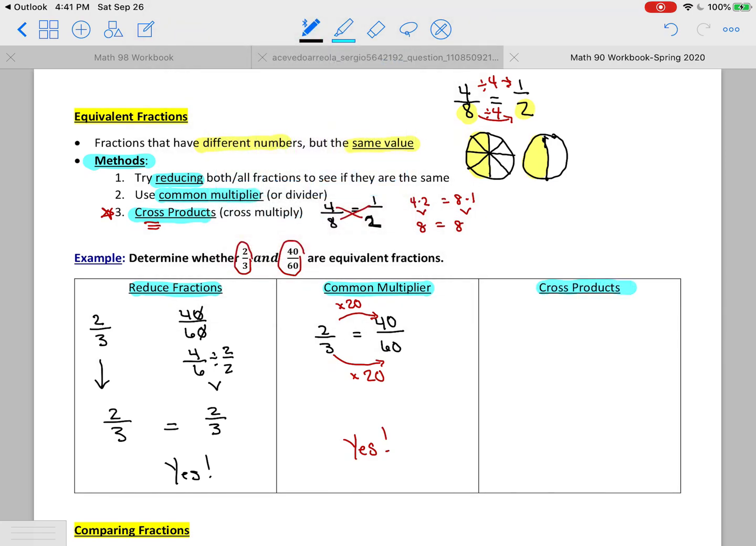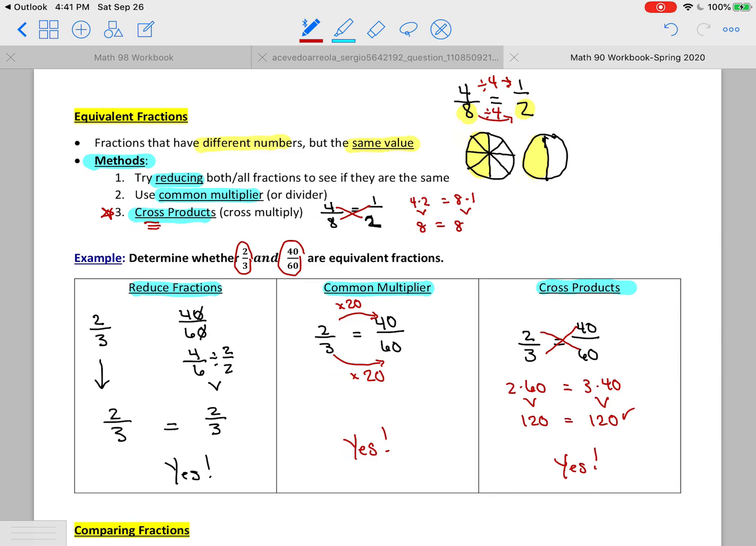And lastly, let's use this idea of our cross products. So we've got 2/3 again equals 40/60. Let's just go across. So 2 times 60 is 120. And we've got 3 times 40, which is also 120. So we've checked it out. We've proven, yes, these indeed are equivalent fractions. And we just used 3 different methods to figure that out.